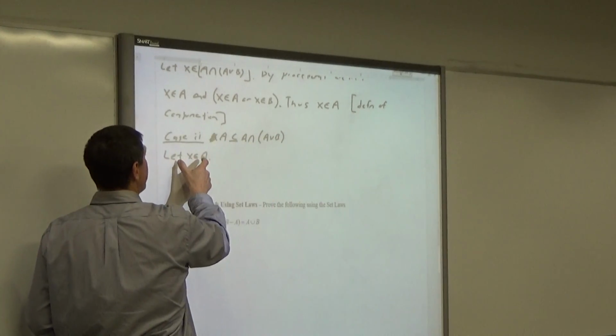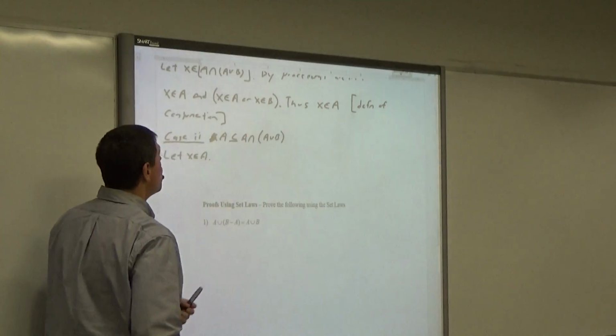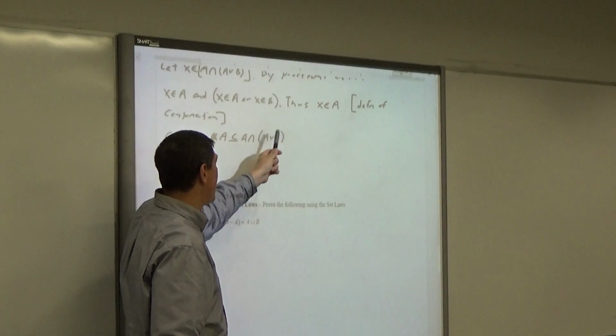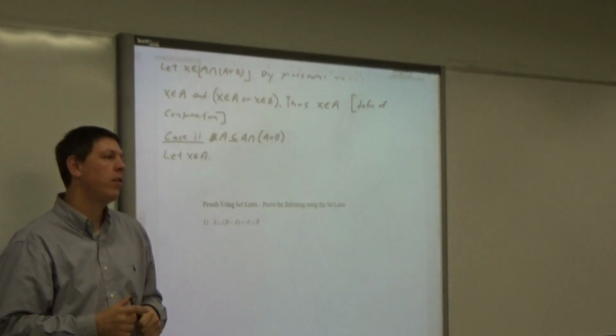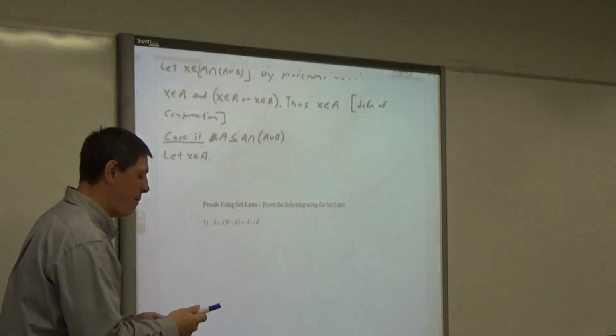Now, we've already got the left-hand side. Everybody would agree with that, right? I already know X is an element of A. So all I have to do is somehow show that X is an element of A or B, right? So, let's play this game again. I always like to play the logic game, okay?